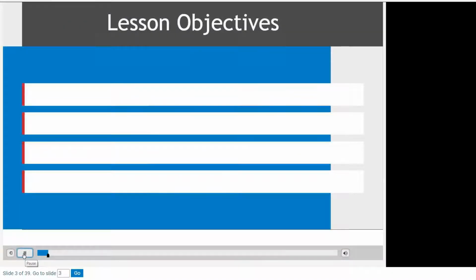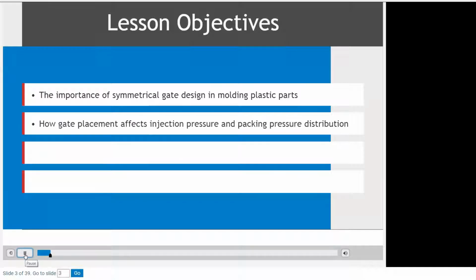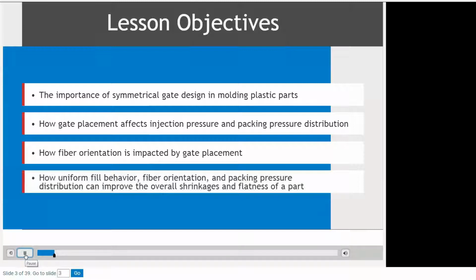In this lesson, you will learn the importance of symmetrical gate design in molding plastic parts, how gate placement affects injection pressure and packing pressure distribution, how fiber orientation is impacted by gate placement, and how uniform fill behavior, fiber orientation, and packing pressure distribution can improve the overall shrinkages and flatness of a part.